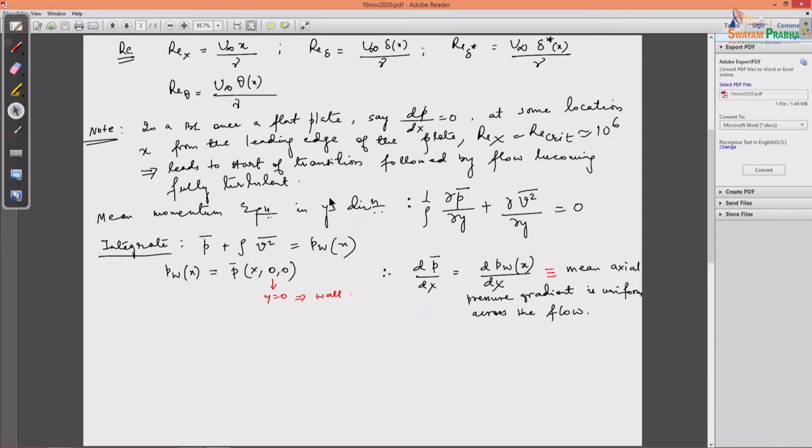Now we started doing that using the momentum equation in the y direction. We looked at this equation, the mean momentum equation in the y direction, and from there we got information about the pressure gradient. Now what we'll do is take the mean momentum equation in the x direction and talk a little bit about shear stress. So let's do that.